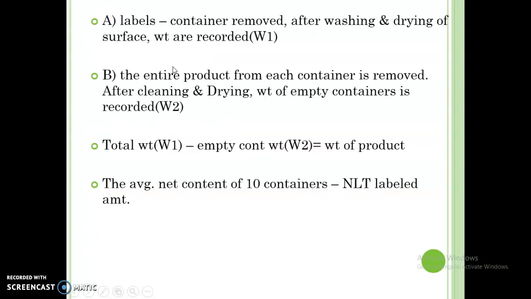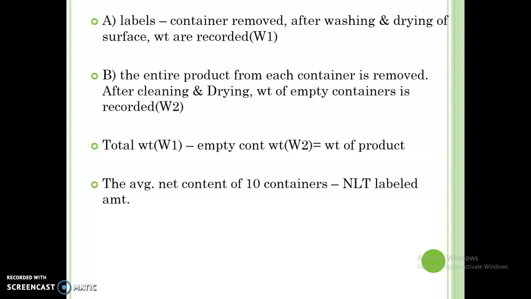One is the label on that container. You have to remove the label from the container, then wash it, and after washing, dry the surface, and the weight, called W1, is recorded. First of all, you remove only the label, wash the external surface, dry that surface, and take the weight. That is called the total weight, W1.